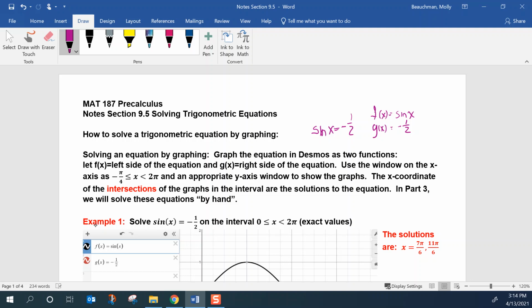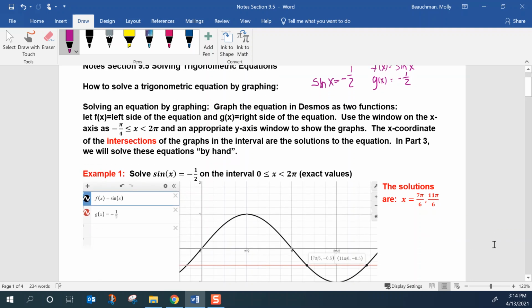So in our example, we're going to solve the sine of x equals negative 1/2 on the interval from 0 to 2 pi, and we want exact values. So how do we get Desmos to give us exact values instead of decimals? The secret is in using the window on the x-axis, expressing it in terms of pi, in terms of radians, and then your units that you're counting by in terms of radians.